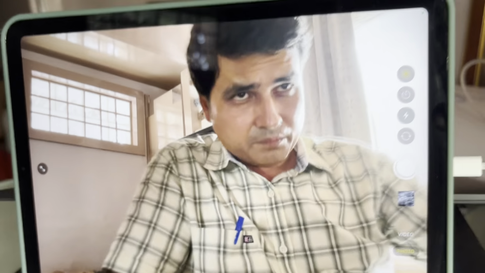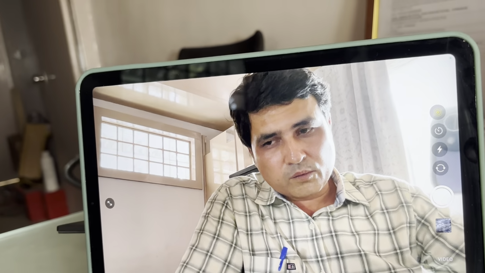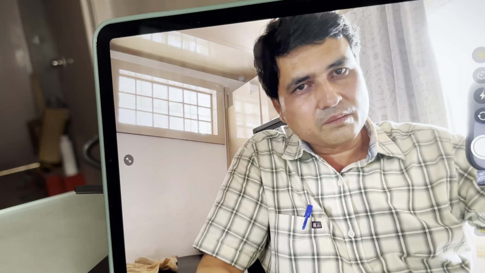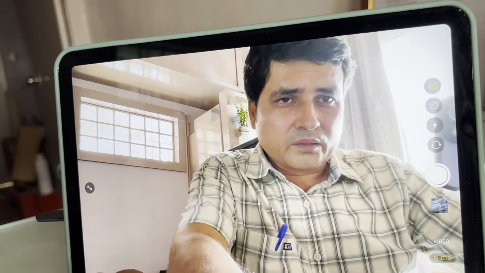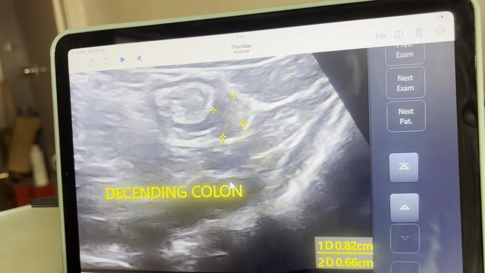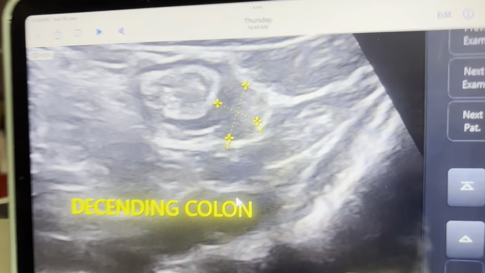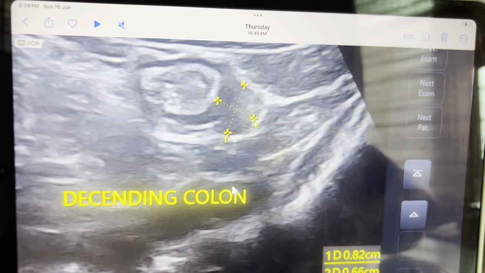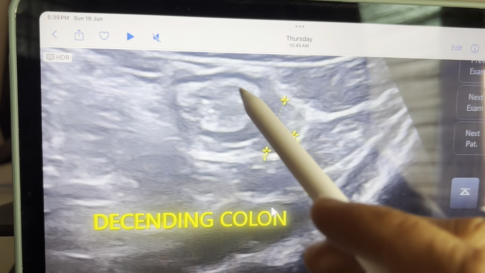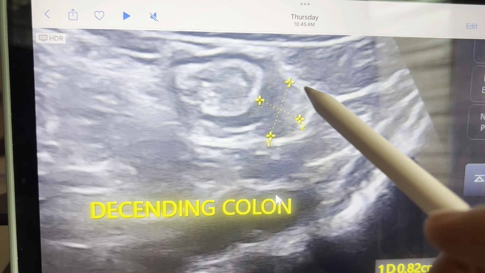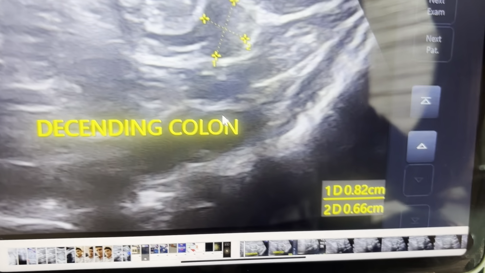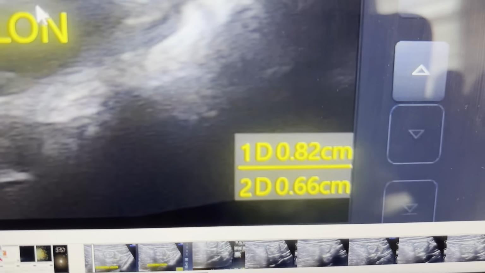So how do we suspect, how do we find out, this diagnosis of epiploic appendicitis? So here is the video. Look carefully. This is the descending colon, and from the surface of this descending colon, there is a hypoechoic area over here. It is measuring around 8 by 6 mm.